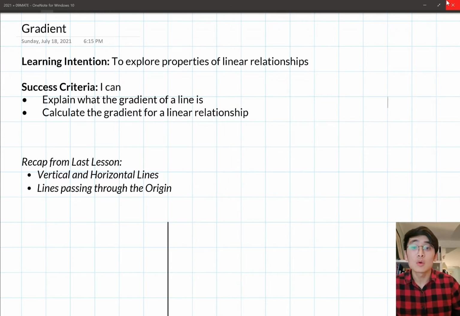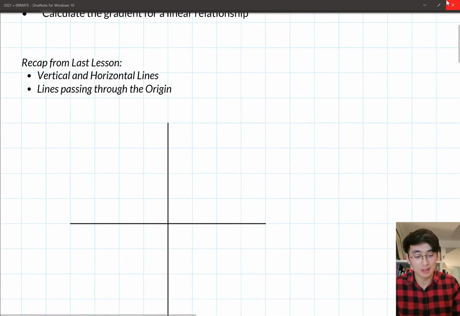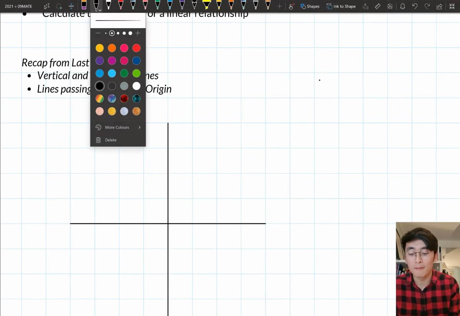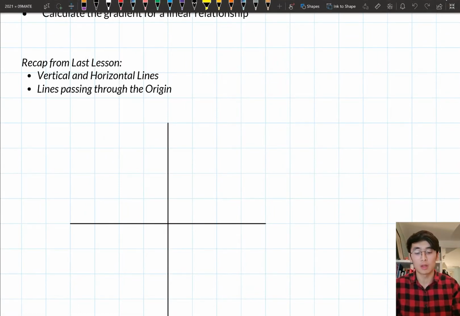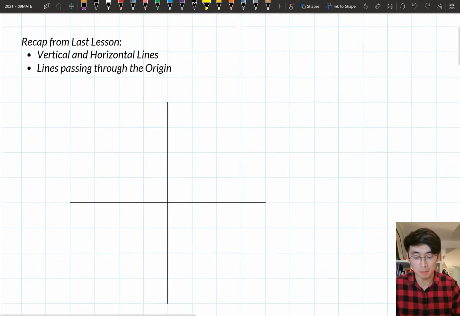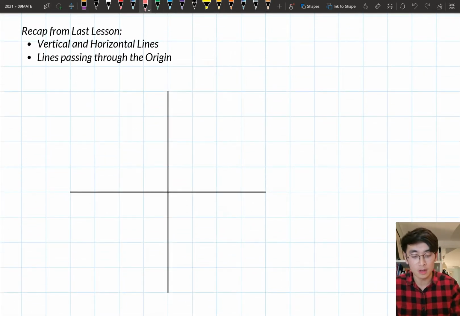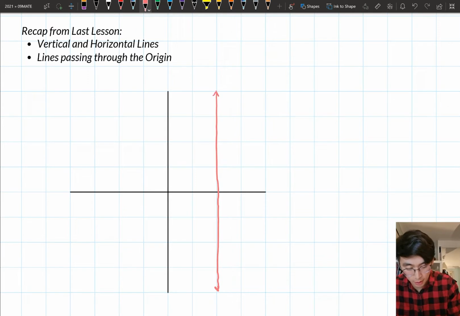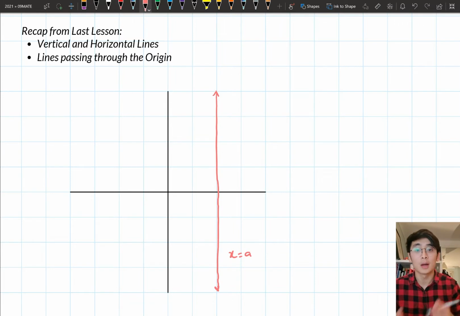Now, before we begin, let's do a quick recap of what we looked at in the last lesson. We talked about plotting vertical and horizontal lines on our Cartesian plane. And we noticed that if your line had an equation x is equal to a number, so x is equal to a, for example, it made a vertical line like this. So here is my x is equal to a, and if we had y is equal to a number, for example y is equal to b, that gave us a horizontal line like this.